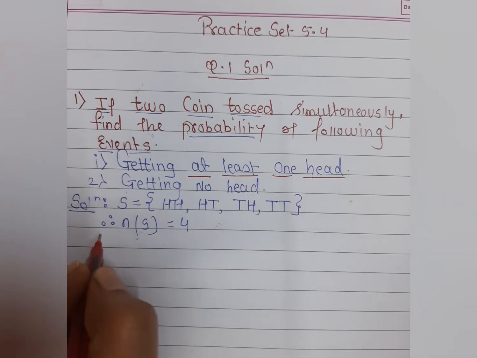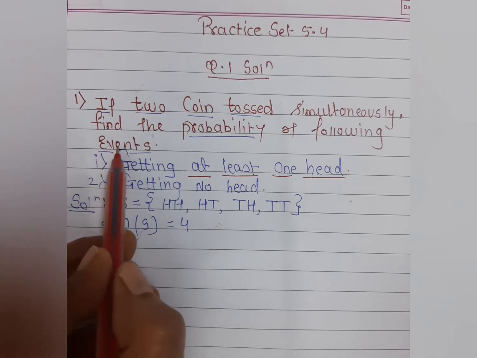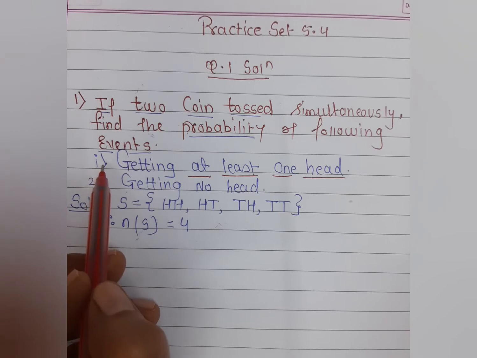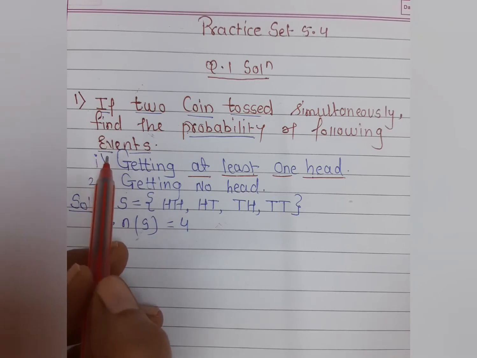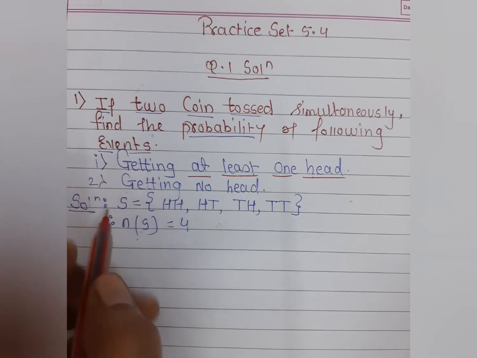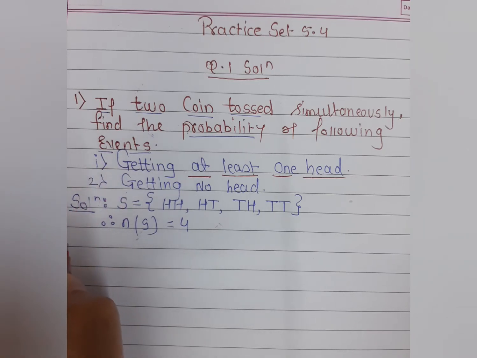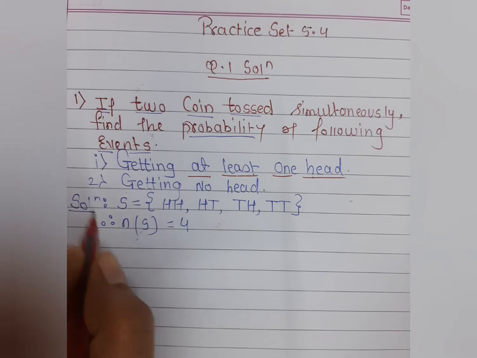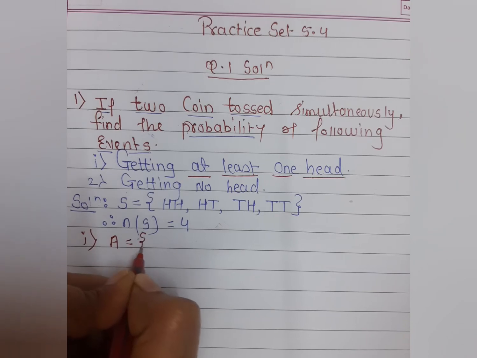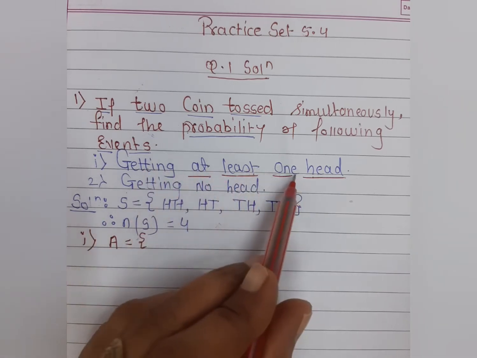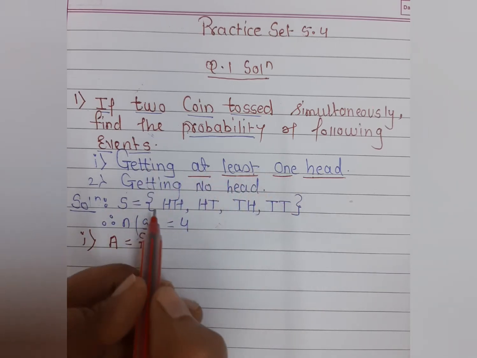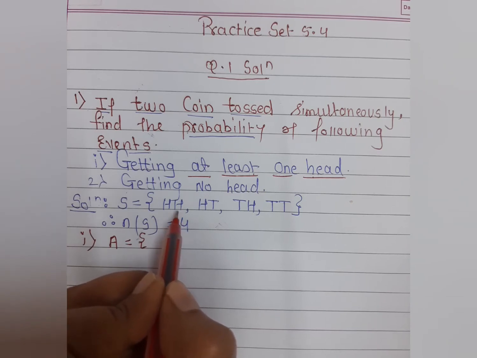So we can understand students, here we don't have the event's name. As you know very well, already in the last lecture I have explained, if the event name is not mentioned, you have to write the event's name. You can consider the event name to be any alphabet, but it should not be the alphabet S. So here I consider the first condition, and the first condition event is A, and in this condition getting at least one head, it means we have to find out the head should be one or more than one.